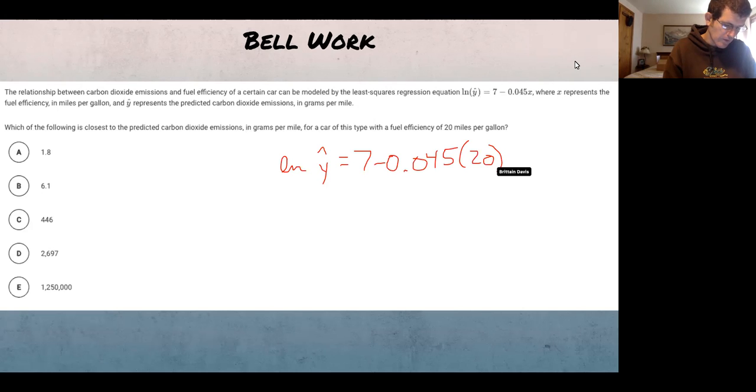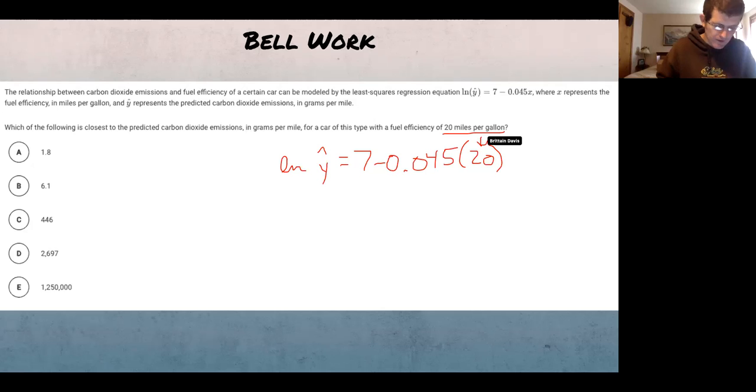All right, so we want to figure out the predicted carbon dioxide emissions for a car of this type with fuel economy of 20 miles per gallon. Now we need to read what X and Y represent because we need to make sure everything's getting plugged in correctly. It turns out that X represents fuel efficiency in miles per gallon. So this 20 just gets plugged in right here for X.